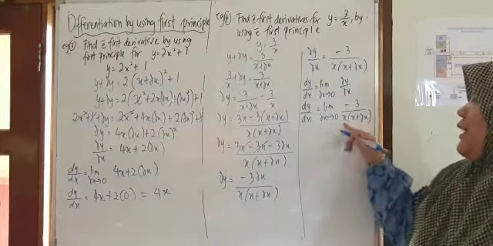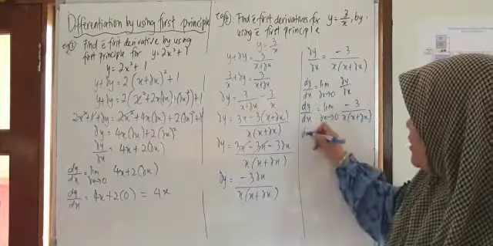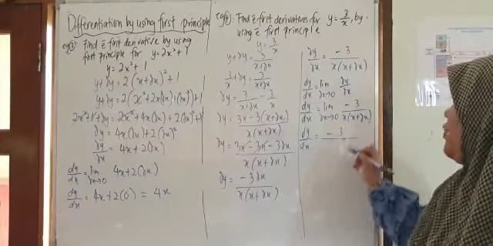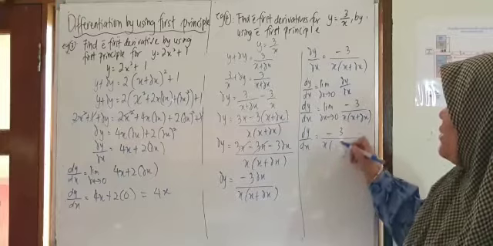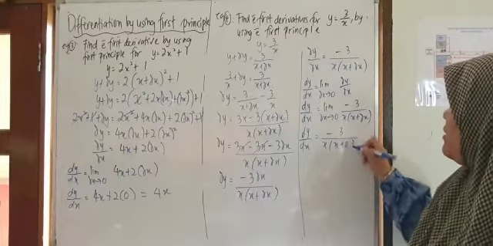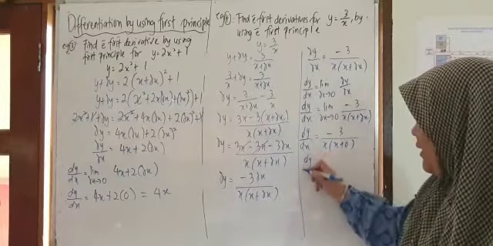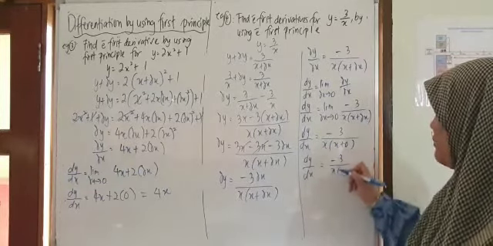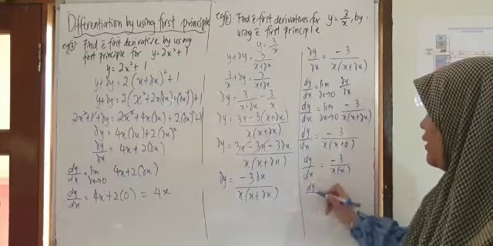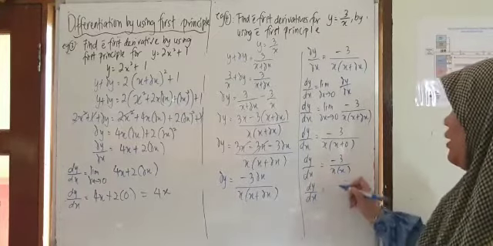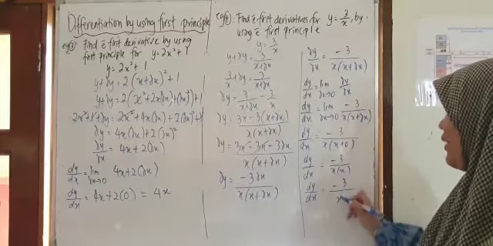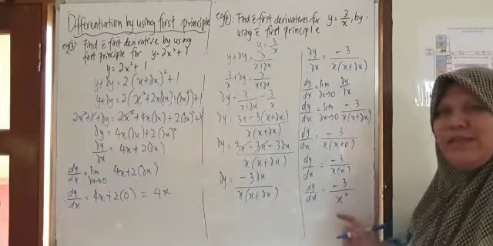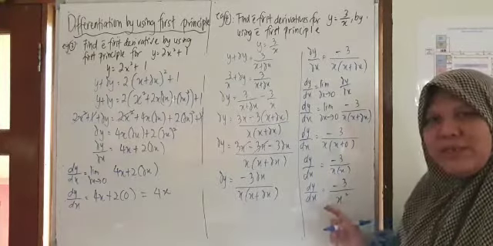Substitute delta x with 0. So dy/dx is equal to negative 3 over x times x plus 0. So dy/dx is equal to negative 3 over x times x, which gives us dy/dx is actually equal to negative 3 over x squared. So our gradient function is negative 3 over x squared.